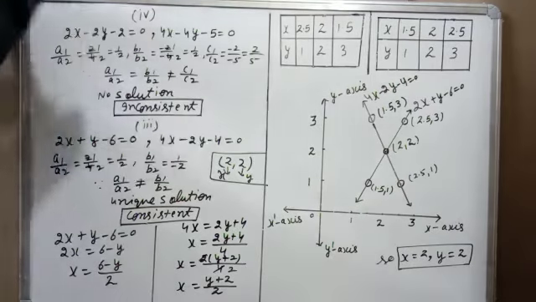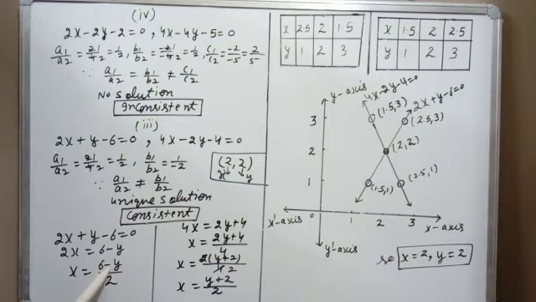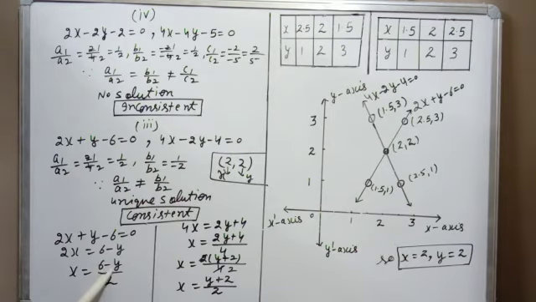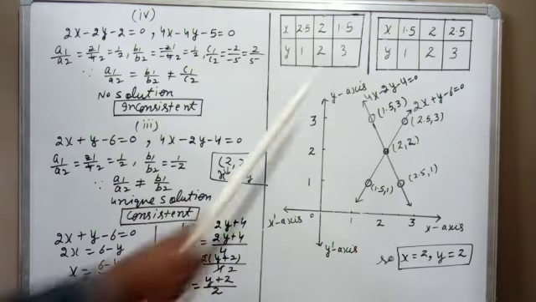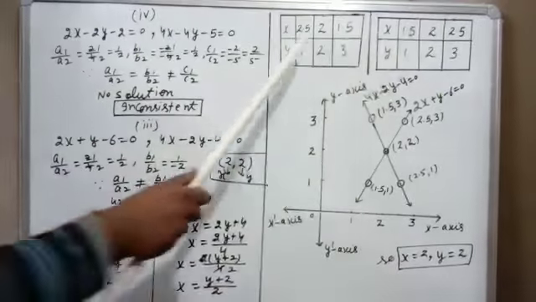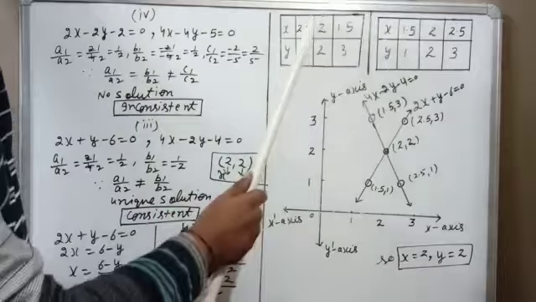So let us here also put y as 1 to 3. When we put y as 1, 6 minus 1, 5 upon 2, 2.5. When we put 2, 6 minus 2, 4 upon 2, 2. When we put 3, 6 minus 3, 3 upon 2, 1.5. In the same way, when we put 1 here, 3 upon 2, 1.5. When we put 2, 4 upon 2, 2. When we put 3, 3 plus 2, 5, 5 upon 2, 2.5. So you can check in these two tables clearly that this value is common, x is 2, y is 2.